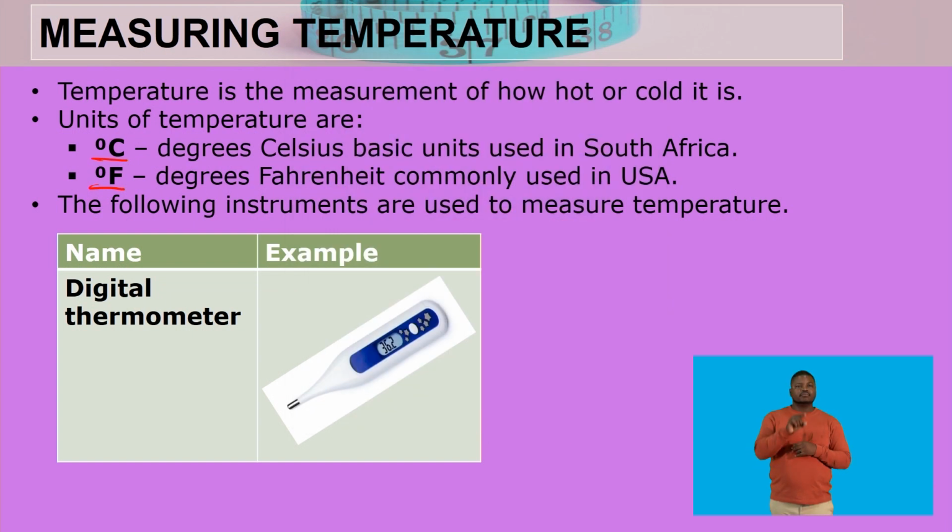The following instruments are used to measure temperature. We've got a digital thermometer. It looks like this. This is normally what they use when you go to a clinic and you're sick and they want to check your temperature. They usually put this under your armpit and then check your temperature reading.